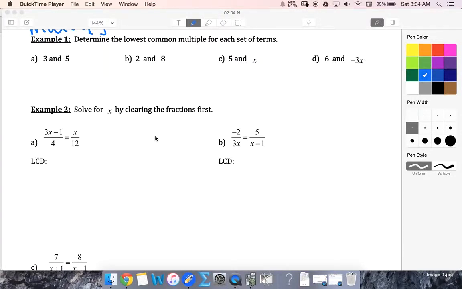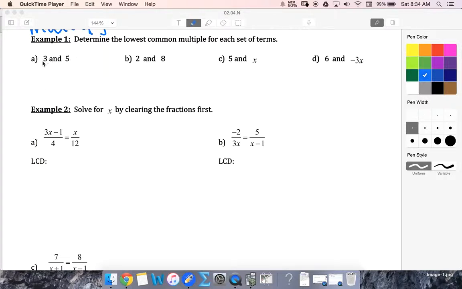So our first example here is just to determine the lowest common multiple. And again, if these were in denominators, I would be thinking of the least common denominator. So remember, my multiples are increasing in order. So the multiples of 3 are 3, 6, 9, 12, 15. Multiples of 5: 5, 10, 15.